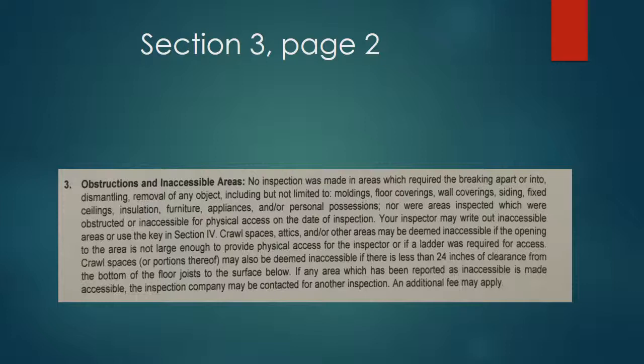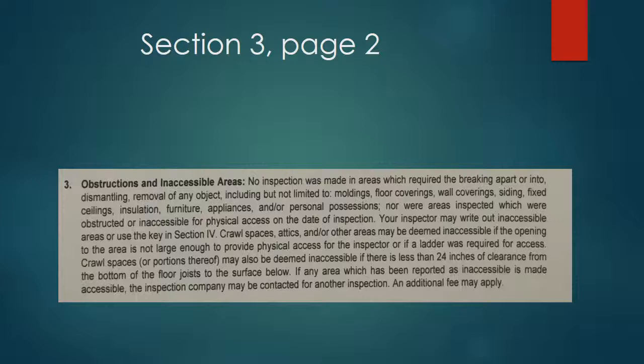It also says your inspector may write out inaccessible areas or use the key in section 4. Crawl spaces, attics, and or other areas may be deemed inaccessible if the opening area is not large enough to provide physical access for the inspector or if a ladder was required for access. Let's just quickly stop there, because if you can't get in through some of these attic doors, it's going to be an obstructed, inaccessible area, as well as if you need a ladder to get up in there, that again is an inaccessible area. So that's something you can real easily write up and have yourself covered.